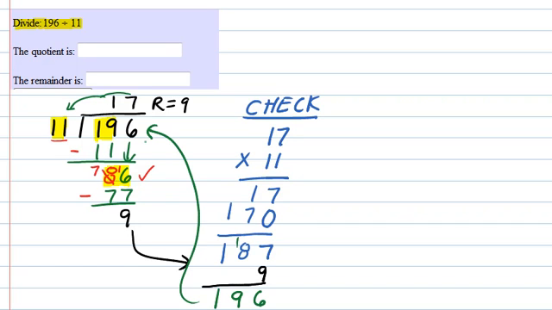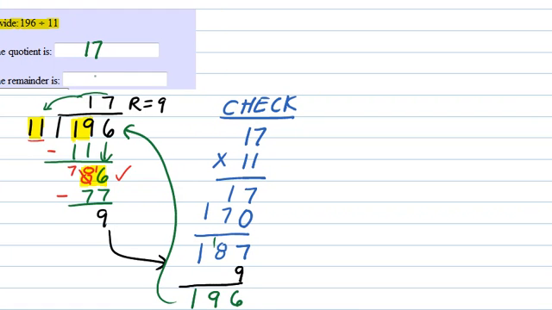I get 196. Notice in WAMAP they have two separate boxes. One is for the quotient. The quotient, again, is the answer to the division problem, 17, but this division problem has a remainder, so you put that in the second box, 9.